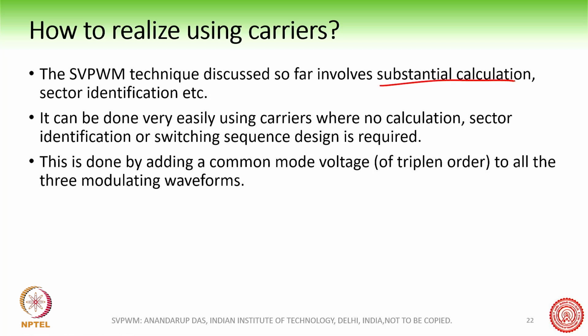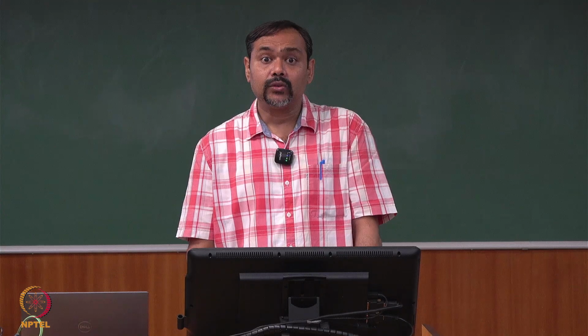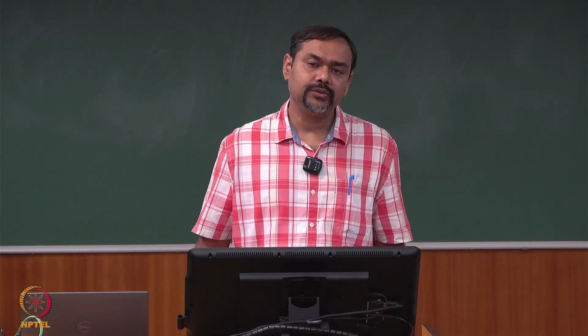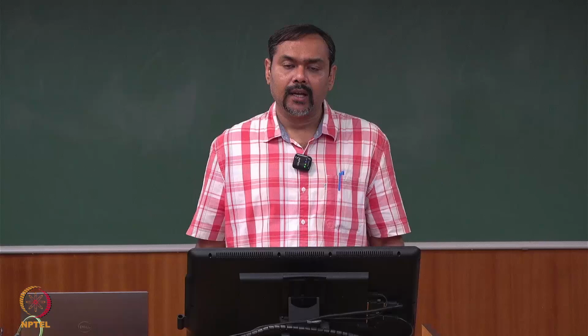Okay, as you can understand, you have to identify which sector, then do the timing calculation, find out theta, and then find out T1, T2 by using those trigonometric formulas and all those things. That will require a lot of calculation, and it will unnecessarily burden the digital signal processor, or DSP, which we are going to use for the space vector PWM.